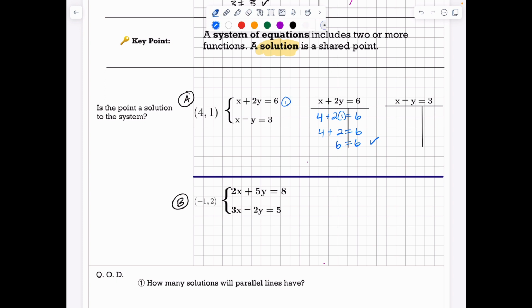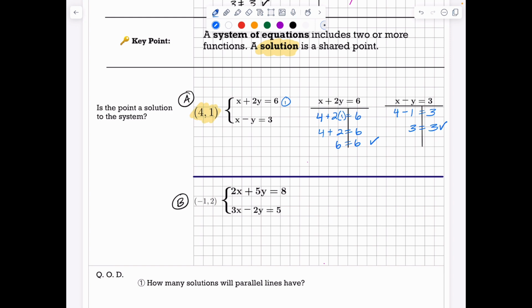Is it a solution to the second line? I plug them in. 4 in place of x, 1 in place of y. Does that equal 3? Yes, of course it does. So this point, 4 comma 1, is found on both of these lines.